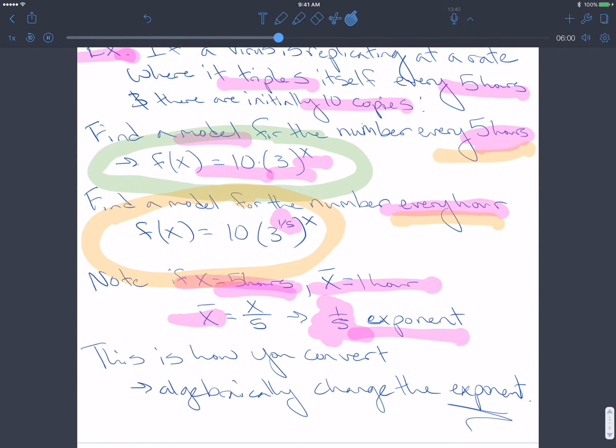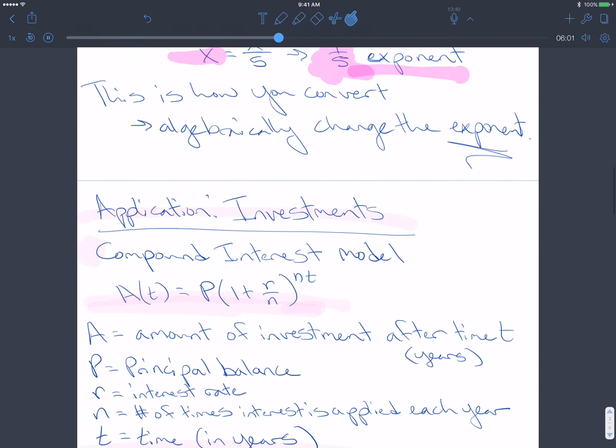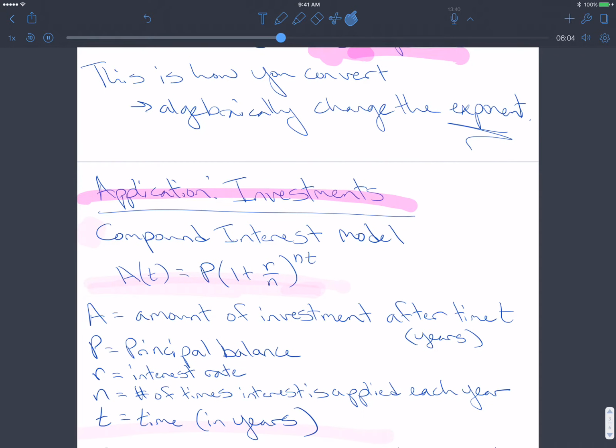An application of this same concept is investments. So specifically, we're going to be looking at the compound interest model. And we will actually do a lot of interest models. So you will have about 4, I think, to compare against, and you will get a formula sheet, but you want to make sure that you really know what the heck this means.